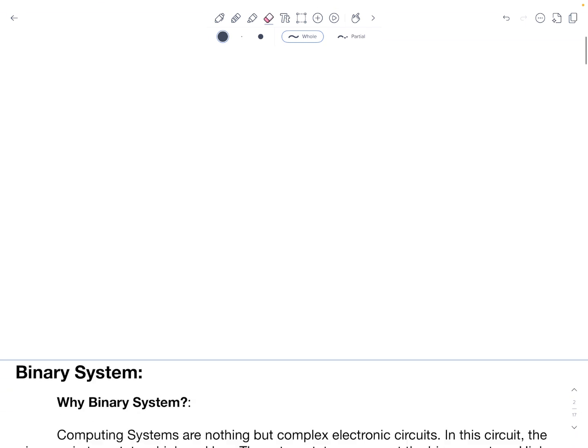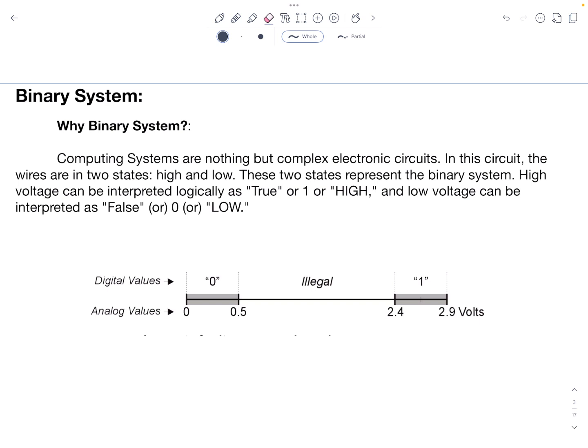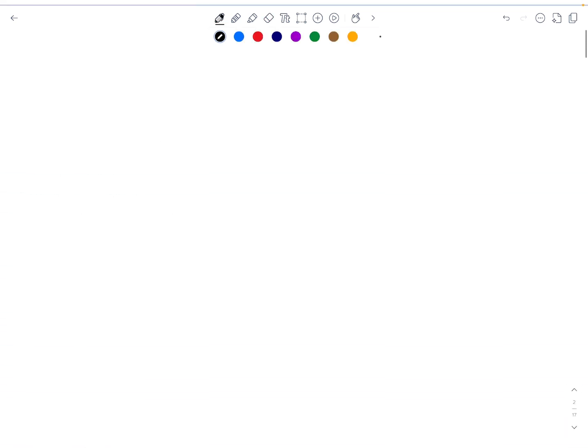Okay, so first of all, why do we need binary systems? Basically, computers are nothing but complex circuits. A circuit is a device where we manipulate electrical signals.